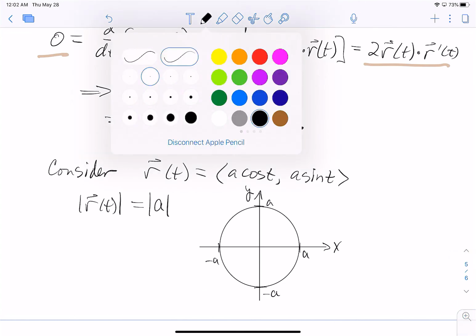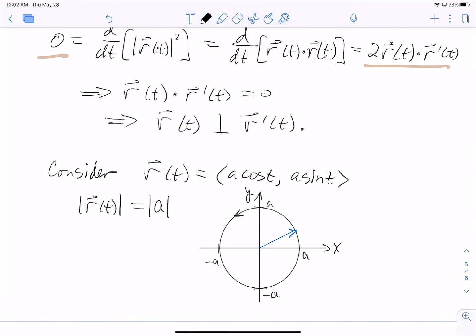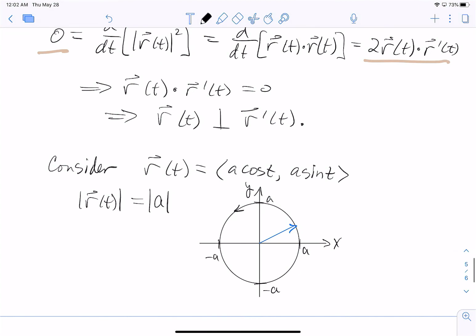And what we've just shown is that for a vector that forms the circle here, r of t, let's give it a direction here too. There we go. If that's our vector r of t, then what we've just shown is that the tangent vector is orthogonal. This is then a quick proof that the tangent to a circle is perpendicular to a radial line.